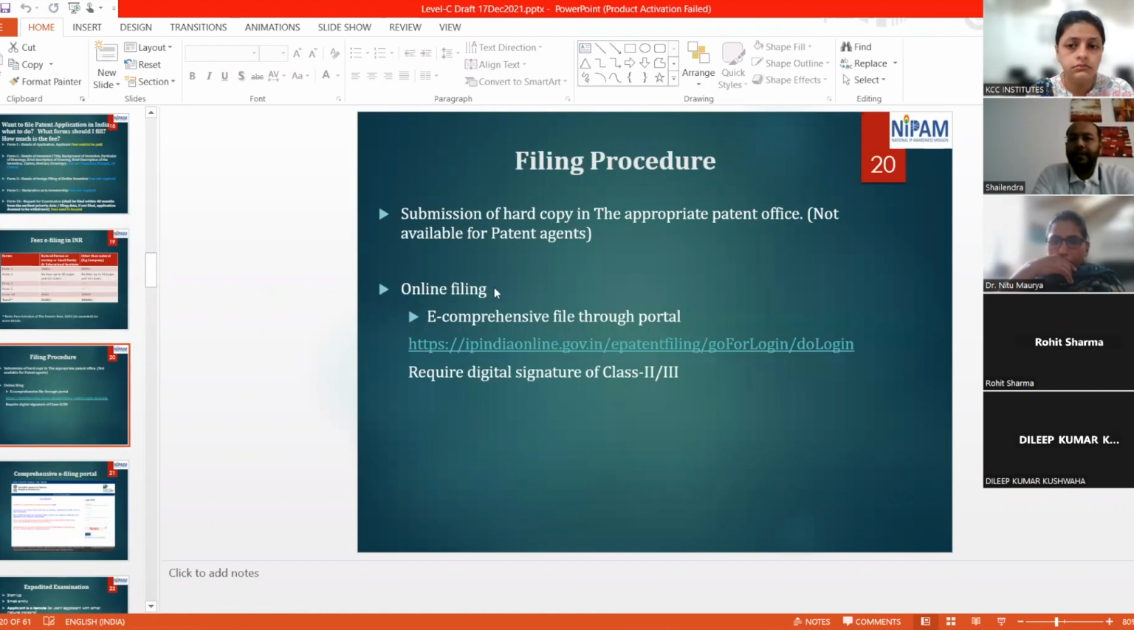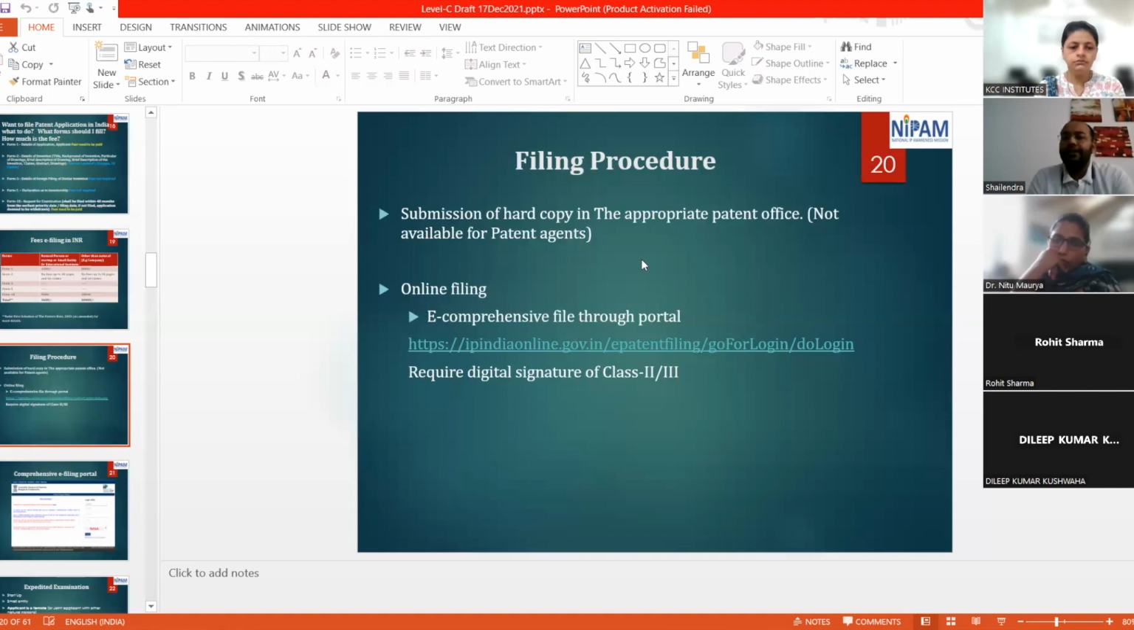Now the thing is how to file the patent application. There are two ways of filing the patent application. One is the e-filing process, another one is the hard copy filing. But these days, usually people do not go for the hard copy filing, because the office also does not ask people to file all the forms and other details in the physical mode.